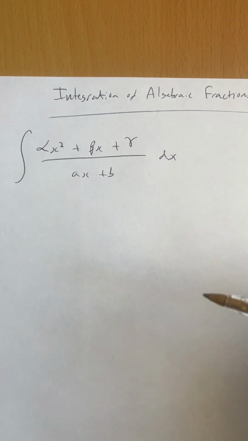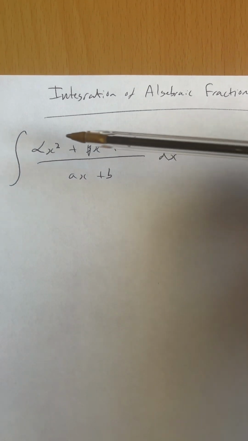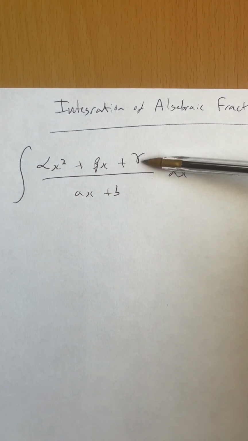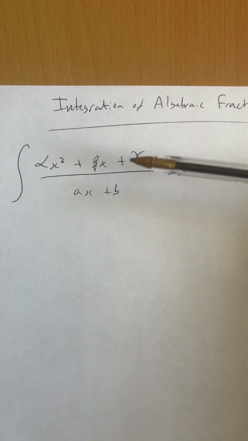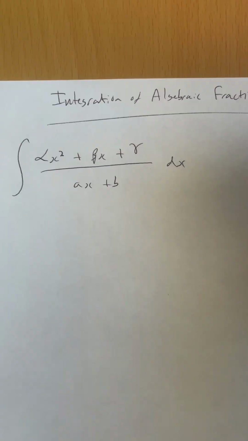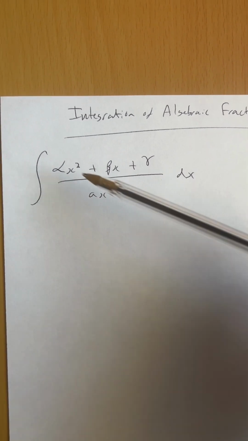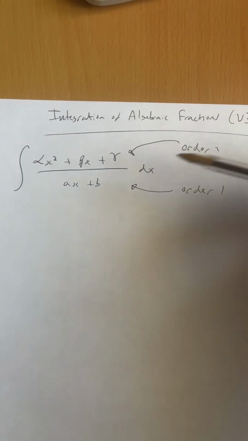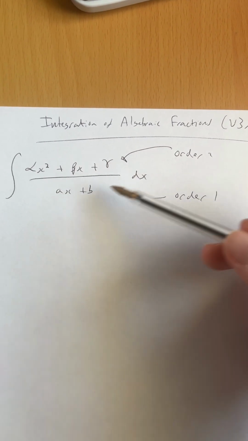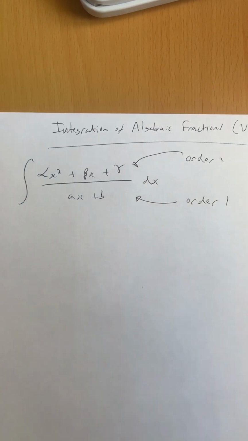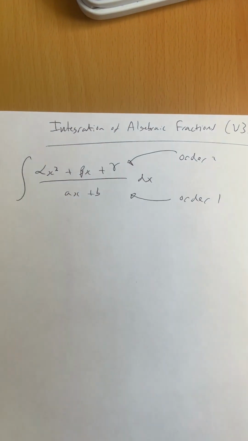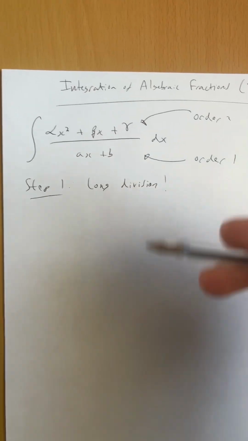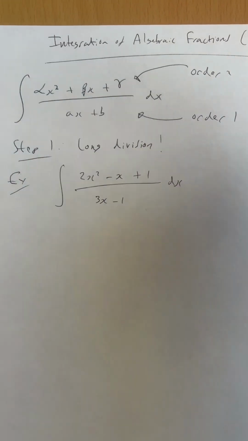Now, yesterday, we talked about the fact that if the order on the top is equal to or bigger than the order on the bottom, you have to use long division first. Now, what is the order at the top here? It's a quadratic, so it's order 2. So that's an order 2 polynomial, that's an order 1 polynomial. So again, like yesterday's video, we have to use long division first. Step 1, long division.